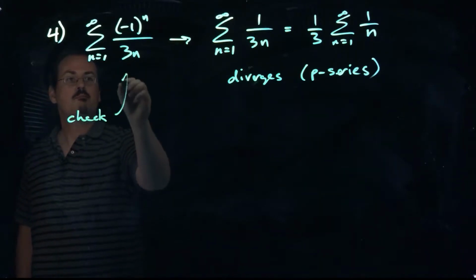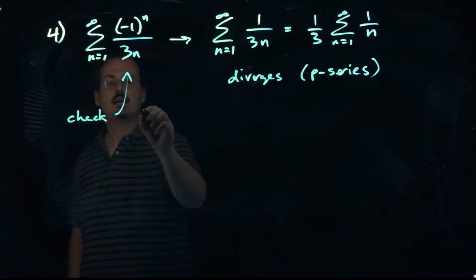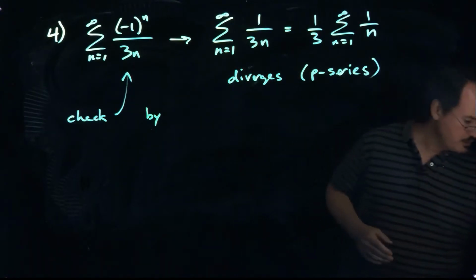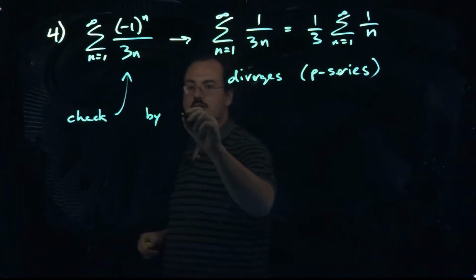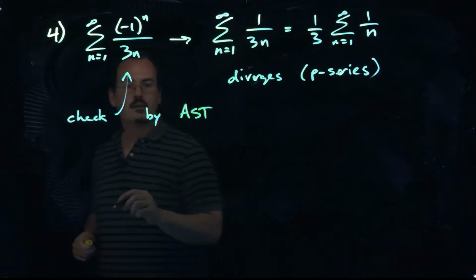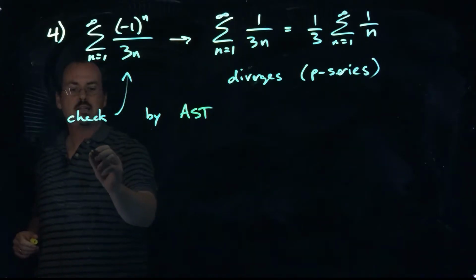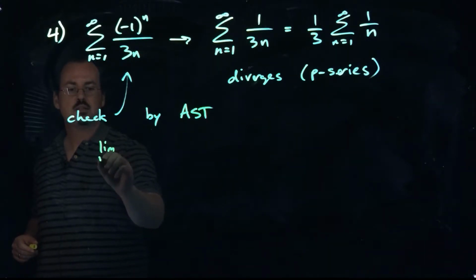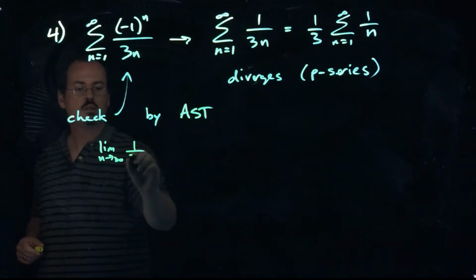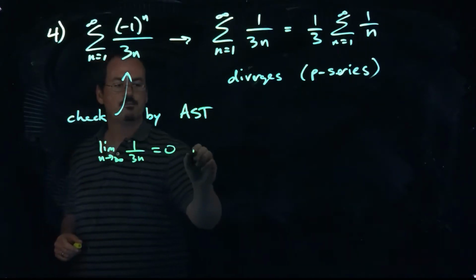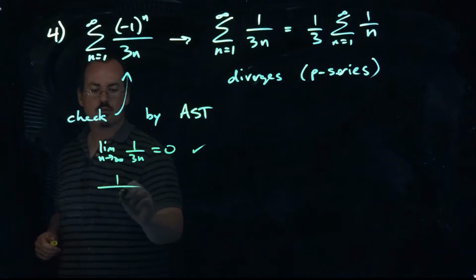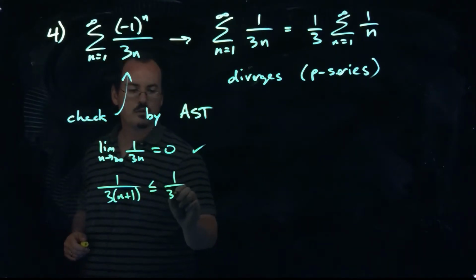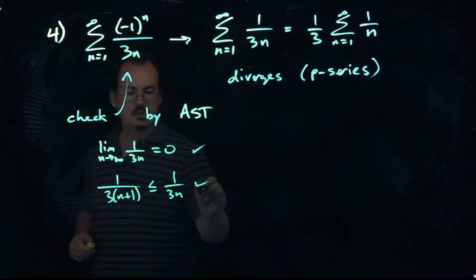So check this one, and we can check that one by alternating series. Get a new marker, this one's getting too squeaky. So by the alternating series test, for that one, the a_n term is going to be 1 over 3^n. So we're going to check the limit as n goes to infinity of 1 over 3^n. That's clearly 0. And then we want to check: is 1 over 3^(n+1) less than 1 over 3^n, and that is obviously true as well. So this one converges.